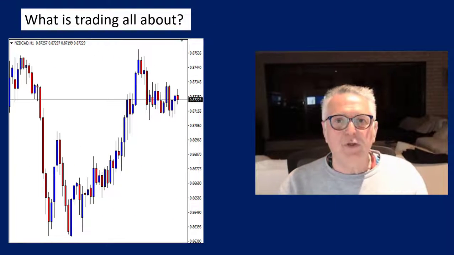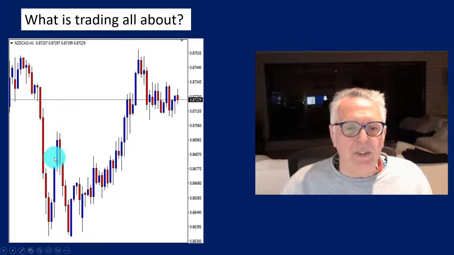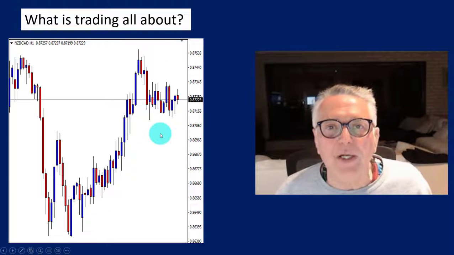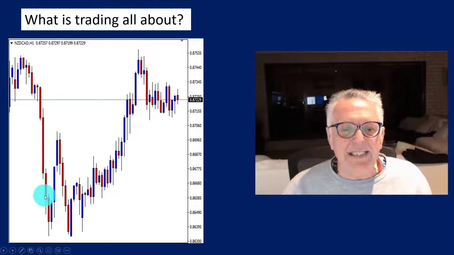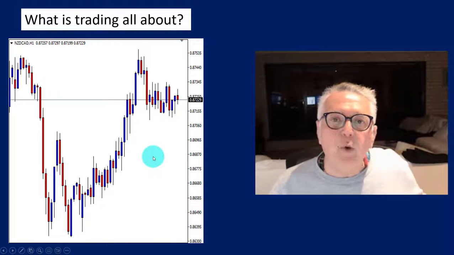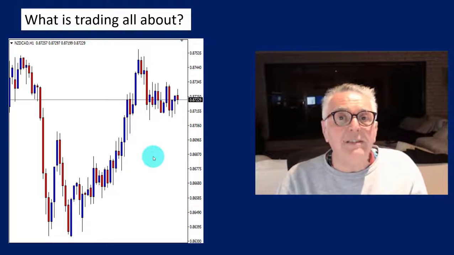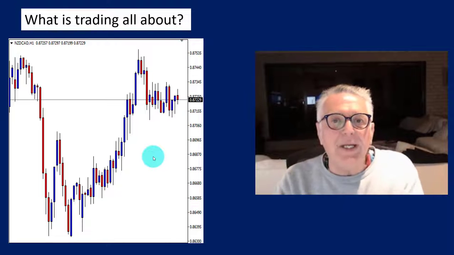And on your screen, you can see a typical chart where there has been a trend downwards and then a trend upwards. And let's talk about what happens when you're trading. Essentially, what makes these trends is that one currency weakens or strengthens compared to the other currency. And that's what makes this trend happen.